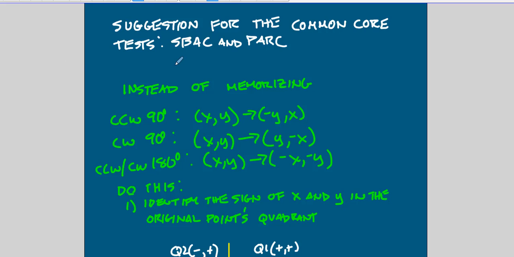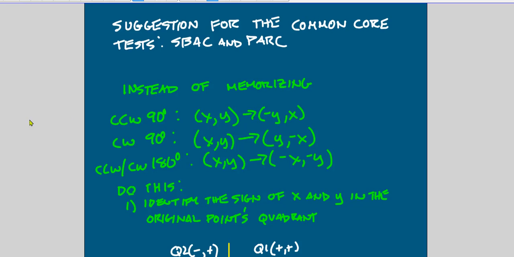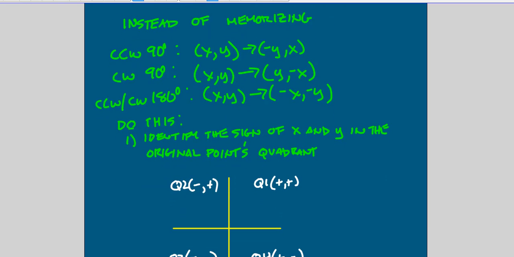Now, I don't think it's a good idea to try to memorize this stuff. You might be able to memorize this one, but I frankly don't memorize it. I get it confused unless I have to derive it, and I don't have time to be deriving this from scratch all the time. If you were doing this over and over again and you had to write a computer program, then that would make sense. But this is a suggestion for the Common Core test, the SBAC and the PARCC tests. There are multiple choice questions like this.